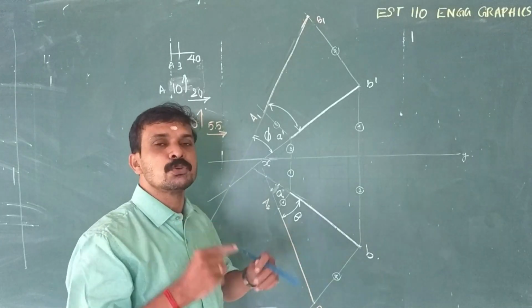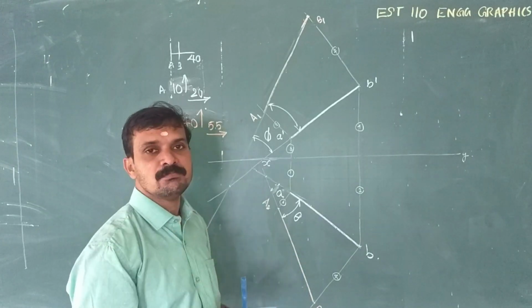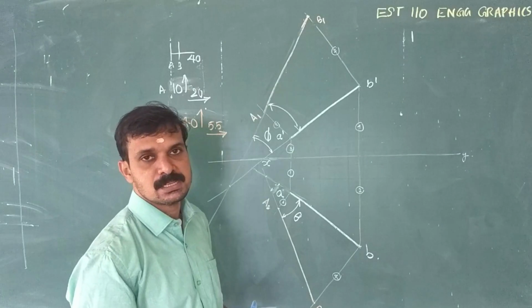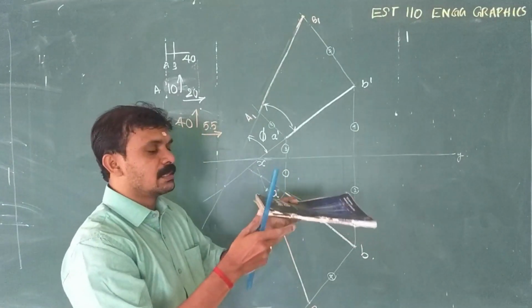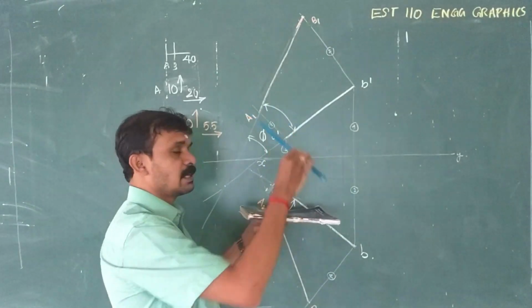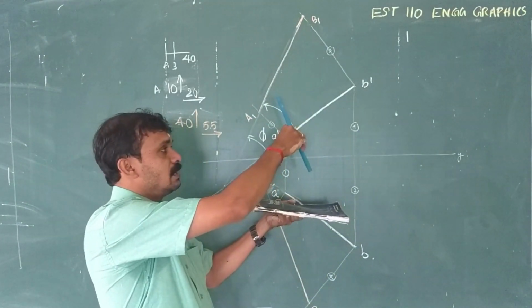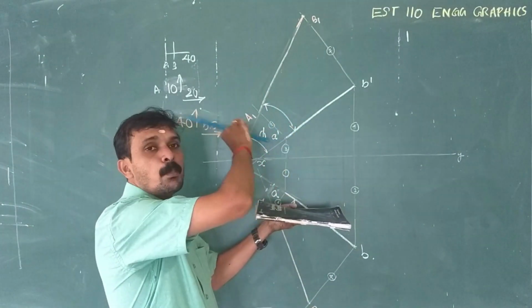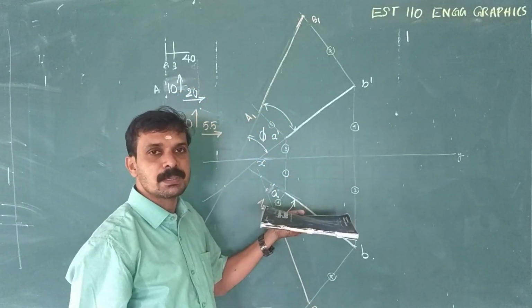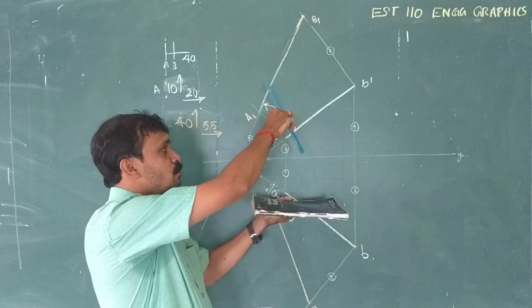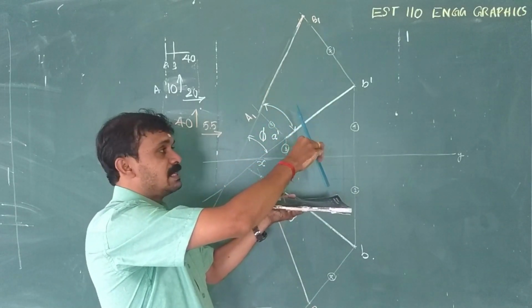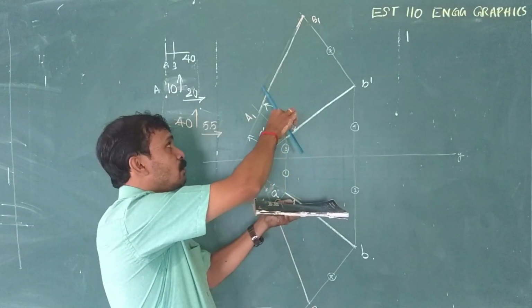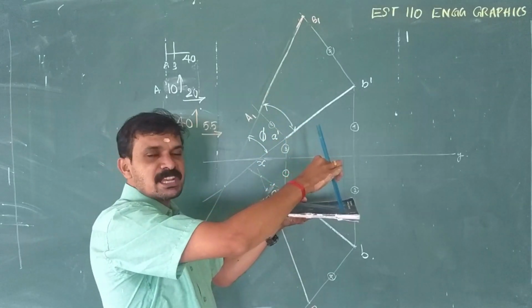Now we are moving to a new term which is known as a trace. So what actually is a trace? See, assume this is the horizontal plane and this is the vertical plane and this is a line. This line is inclined with both the VP as well as the HP. Assume this line is extended towards one of the reference planes. This line can be extended towards VP as well as towards HP.